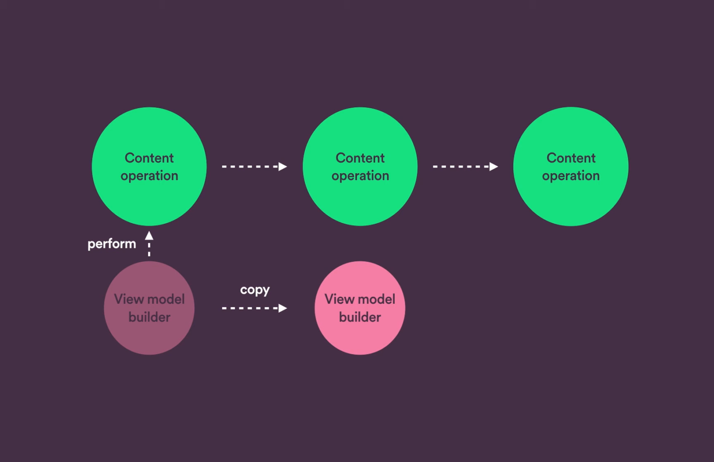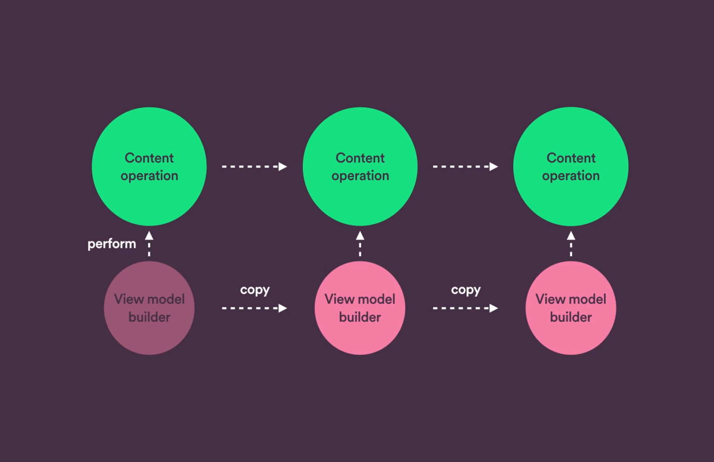That will guarantee that operations don't accidentally start to share state, because once an operation is finished, it can no longer add content to the view model builder. So we're going to do the same thing for each operation: in between, copy it and then pass it in to each operation.